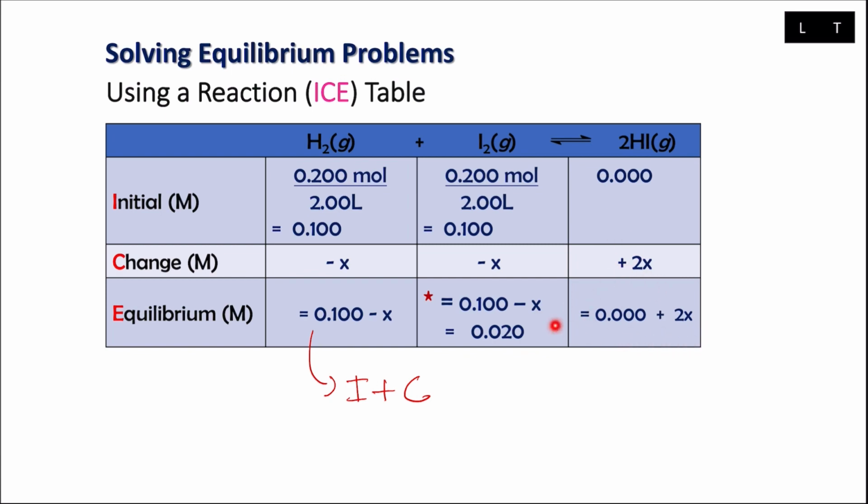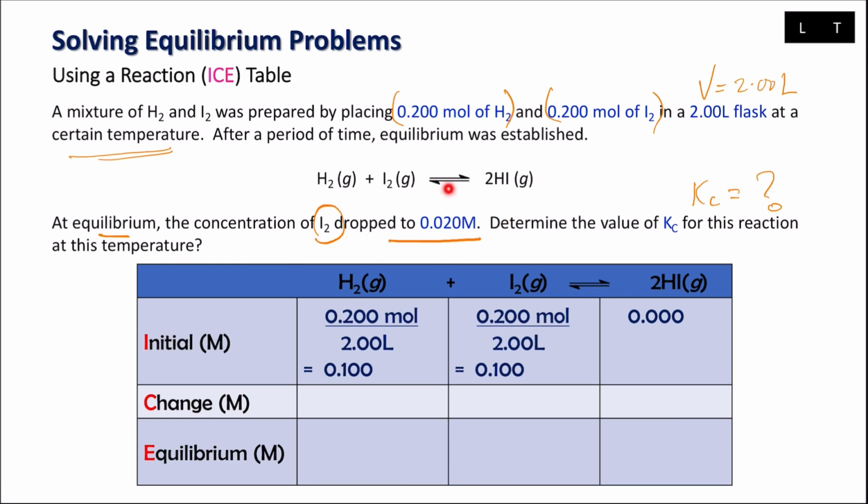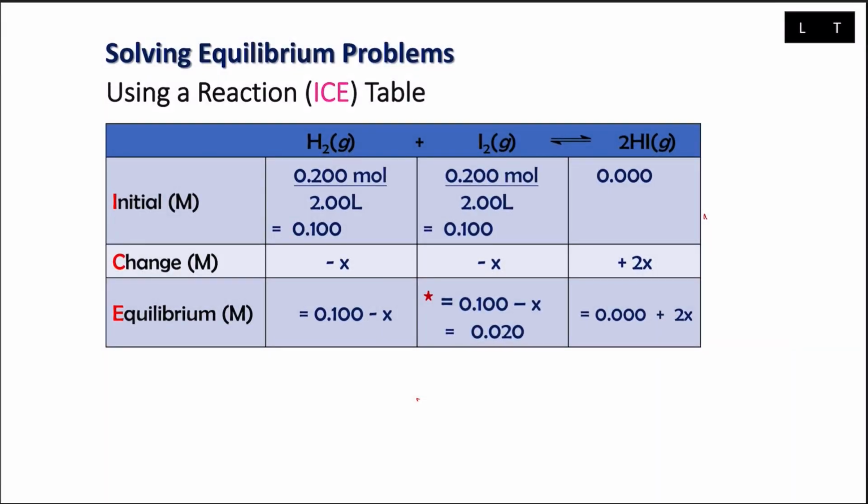And then kalau lihat untuk I2 daripada soalan, awak ada concentration I2 drop at equilibrium. So daripada this statement, kita akan letak dekat kolom equilibrium dekat sini, iaitu 0.020 molar. So, sebab itulah value dekat sini awak akan tulis equals to 0.02 untuk 0.1 minus x.